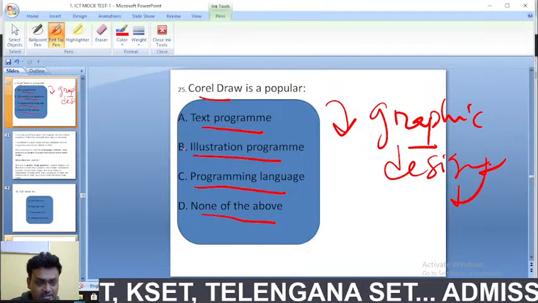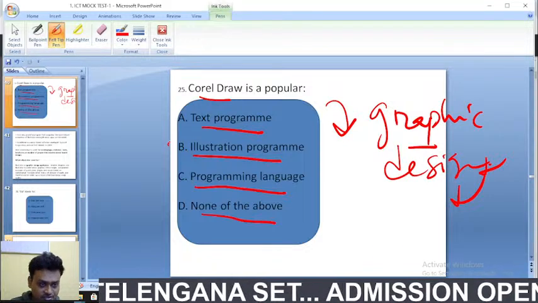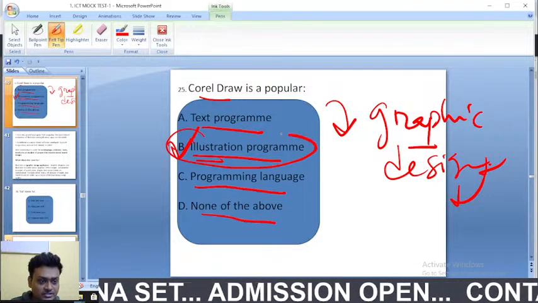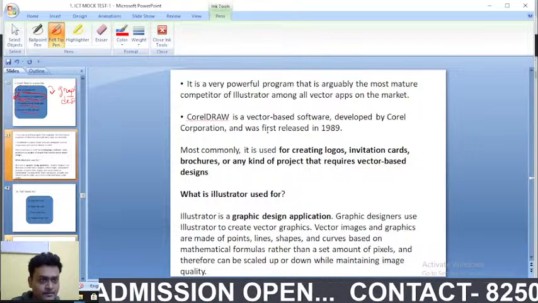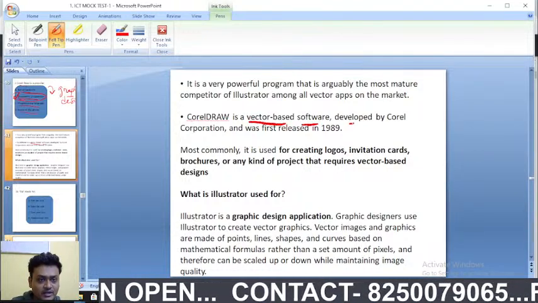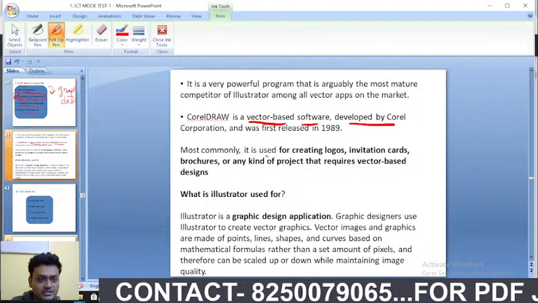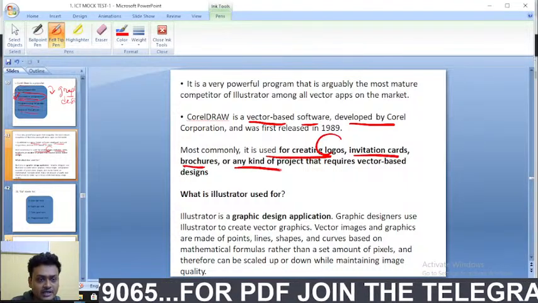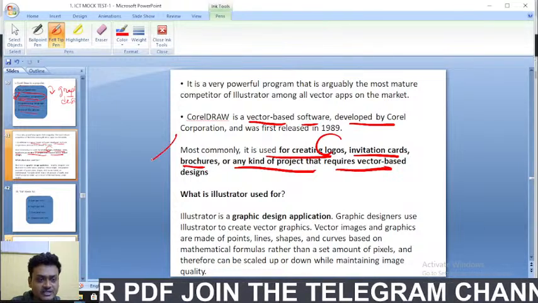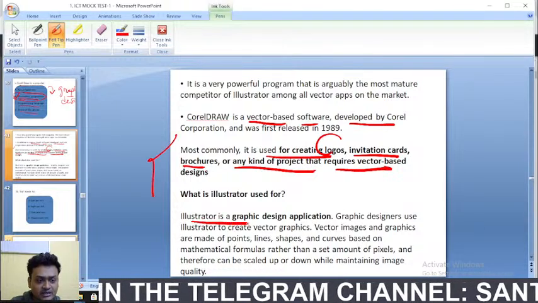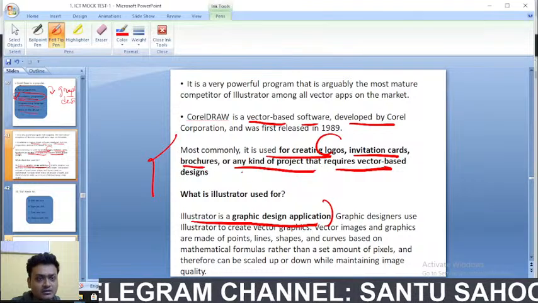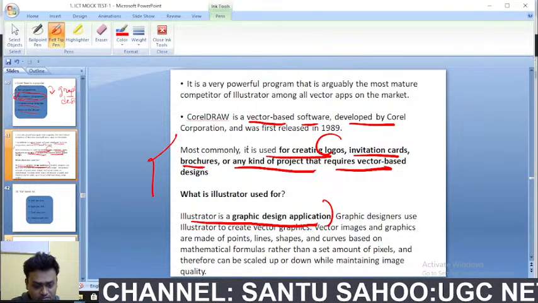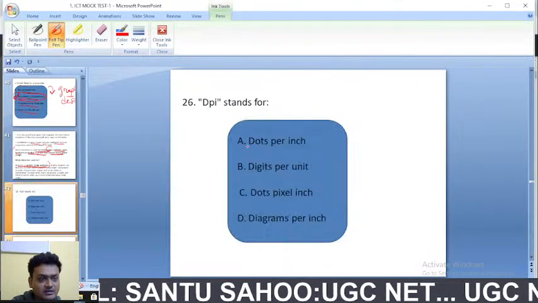It is exactly the illustration program. CorelDRAW is a popular illustration program. CorelDRAW is a vector-based software developed by the Corel Corporation. It is used for creating logos, invitation cards, brochures, any kind of project that requires a vector-based design. Illustrator is a graphic design application. CorelDRAW is an illustrator.